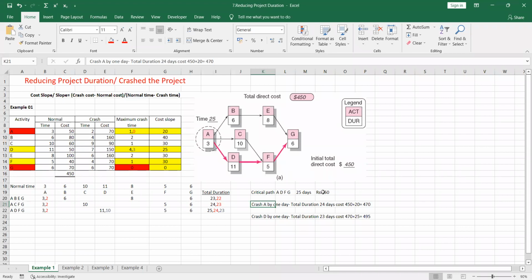And cost, so we now know we are having a 450 cost. For that 450 cost, after crashing activity A by 1 day, we are having a cost of 20. That means previously we had 450, and for that 450 you have to add this 20 here, right? That means our cost is 470.